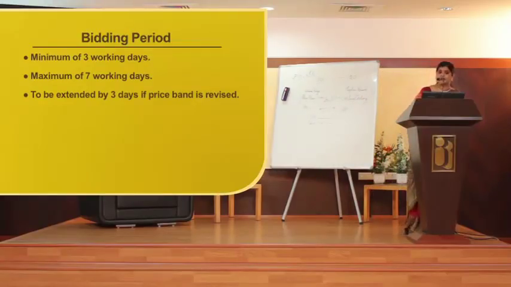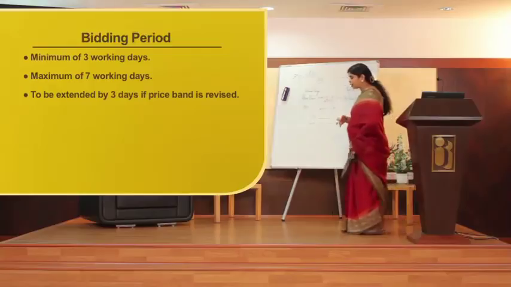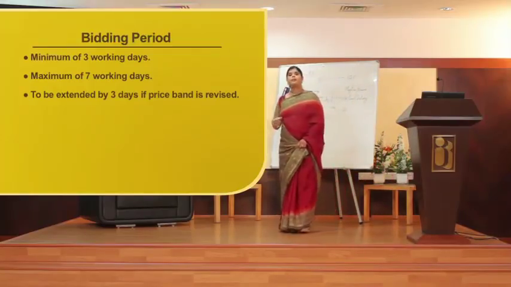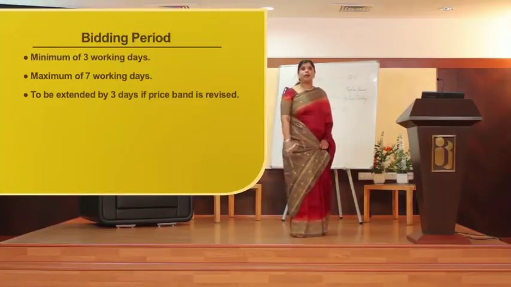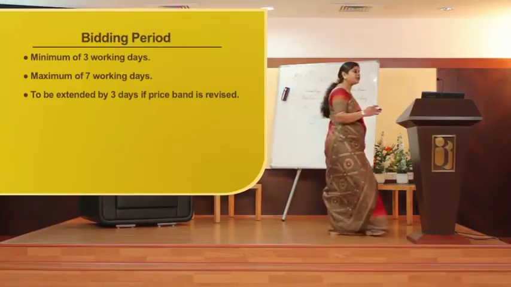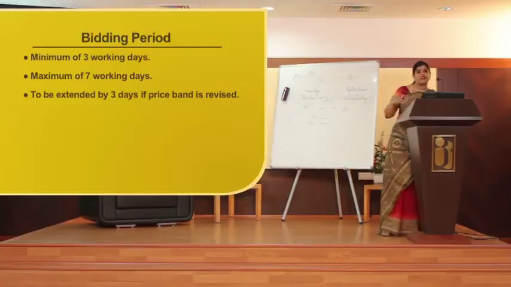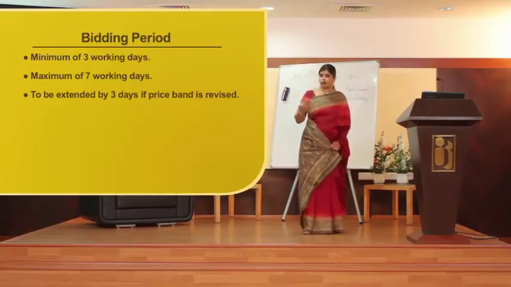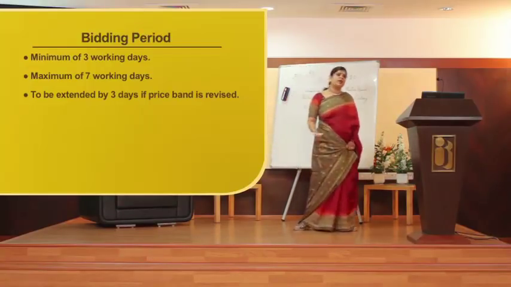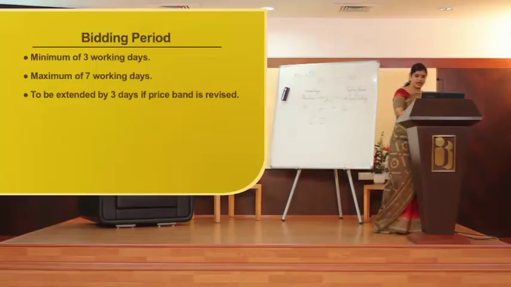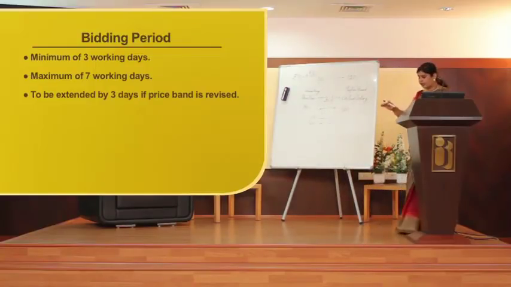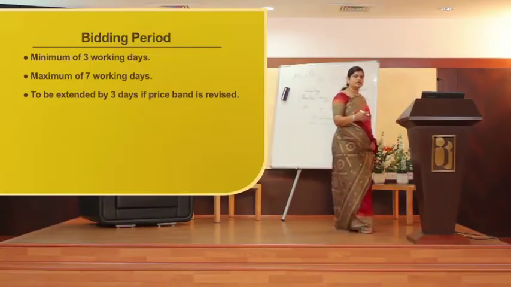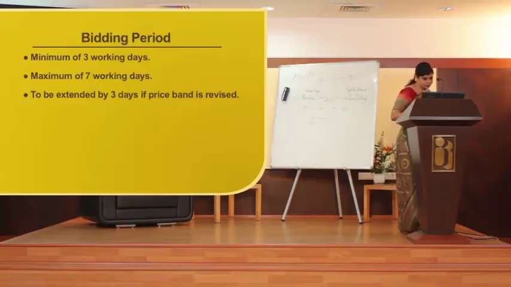Now, what is the bidding period, friends? The bidding period is a period during which the applicants can come up with their bids, right. The minimum is 3 working days, which can go up to a maximum of 7 working days. And if there are a lot of bids coming for my book build, for my IPO, I might extend it by a maximum of 3 more days, if the price band is revised. So, in between, if I am revising my price band, then I have to give some more time to the bidders to bid for my IPO.